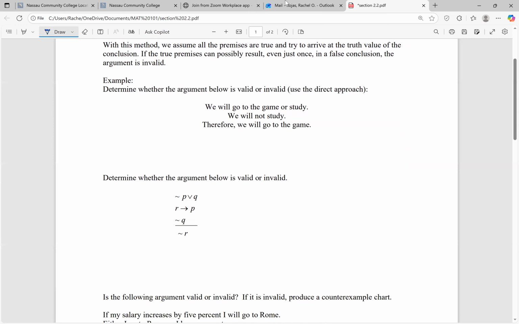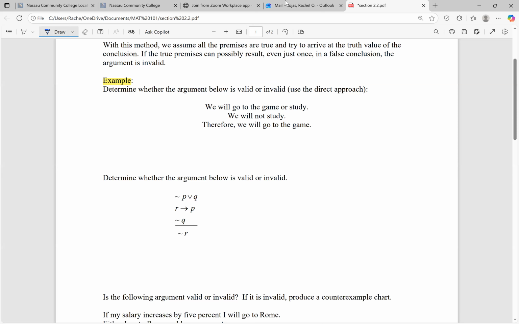So let's do an example. And we're going to use the direct approach, no more truth tables. So let's determine if this argument is valid or invalid. We actually did this example in the previous lecture, but we used a truth table. So I'm going to show you how we could come up with the validity of this argument, but in a much quicker fashion. And the results are going to be the same. This was valid when we did it in the previous lecture. So let me show you another way that we could come to that valid conclusion.